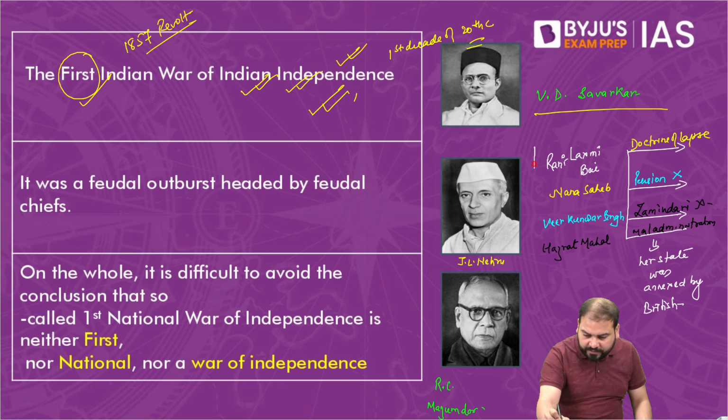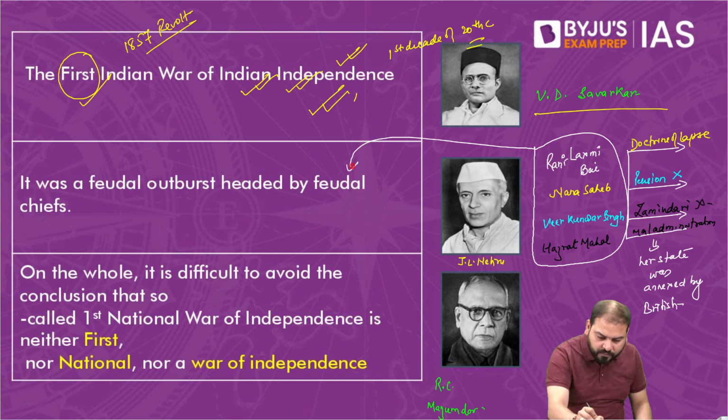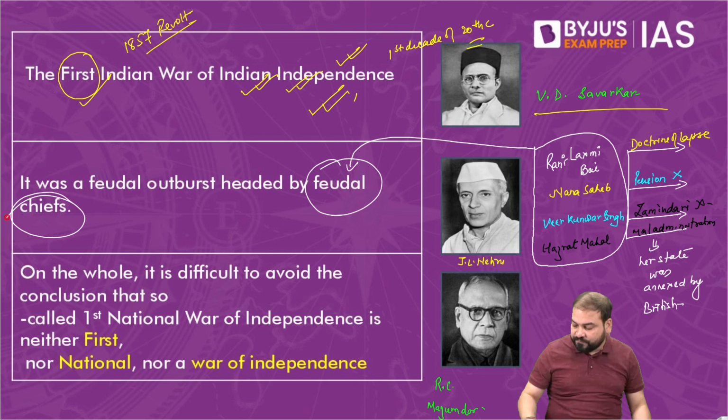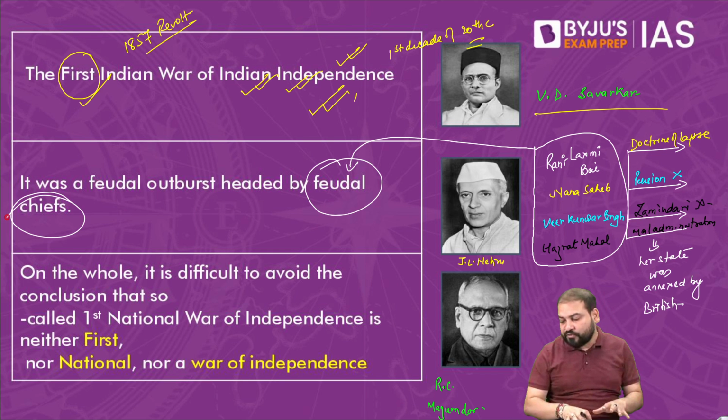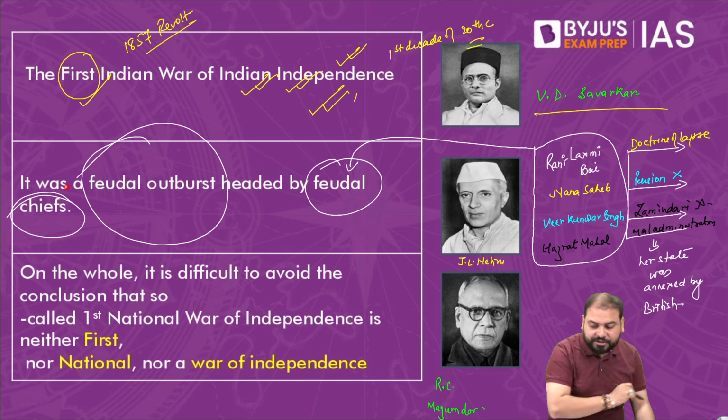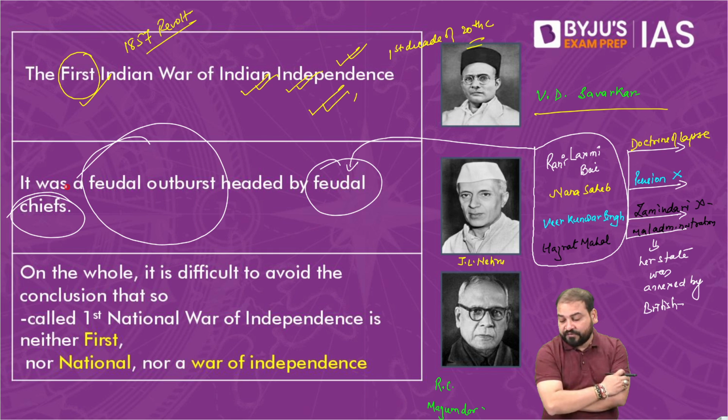Now, you all tell me, everyone, will I be correct to say Rani Lakshmi Bai, Nana Sahib, Veer Kumar Singh, Hazrat Mahal, they all are feudal chiefs? And will I now be correct to say all these chiefs are fighting because they are angry at the British, because Britishers have taken something of theirs? All of you, Nehru's point is, they all are having a feudal outburst. They are angry because something that belonged to them has been taken away from them at this point of time.